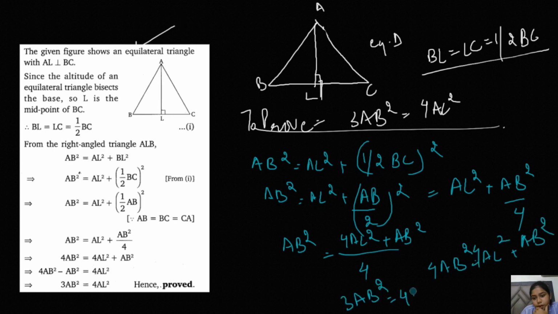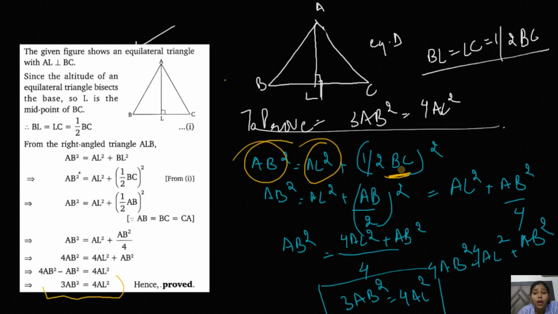Now you people will ask me how I replaced BC with AB. How will we get the idea? Okay, so look at the question. This is what you have to prove. You have AL and you have AB, but you have BC. You have to replace BC with either AL or AB to get the given result. That is why I have converted them into AB, right?